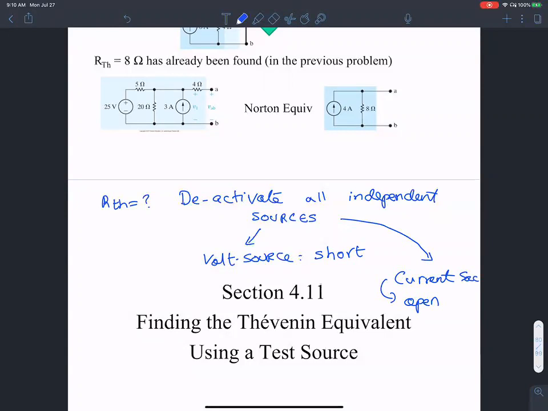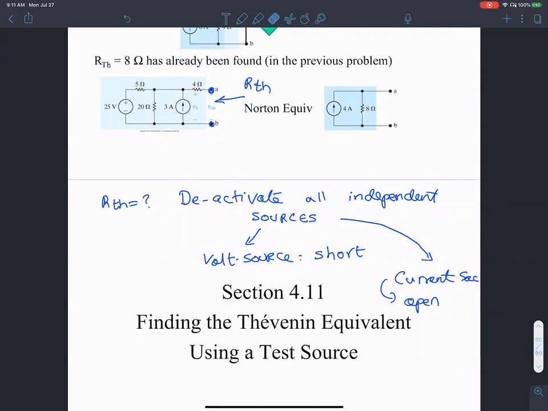Okay, so by doing that, you can eliminate or deactivate all independent voltage and current sources. Then you find the parallel or series equivalent of the resistance looking into the terminals. So RTH is defined as the resistance looking into those terminals. In order to do that, you get rid of the current source, and you short circuit this voltage source, then find simply the equivalent resistance.